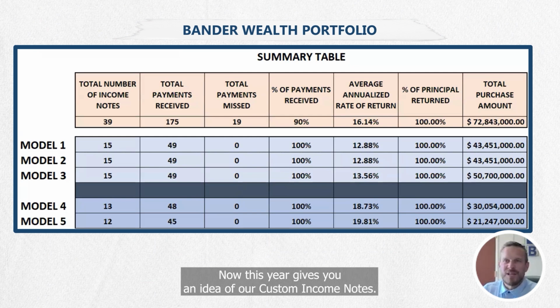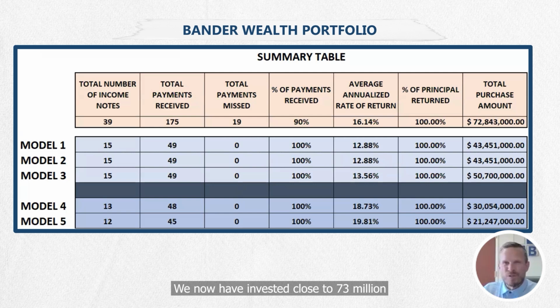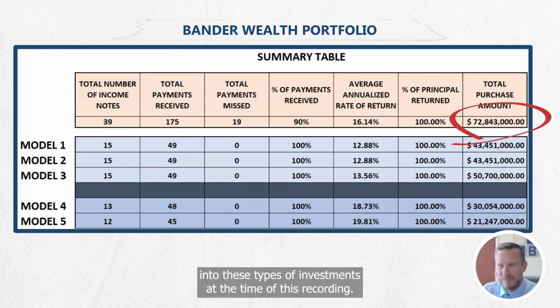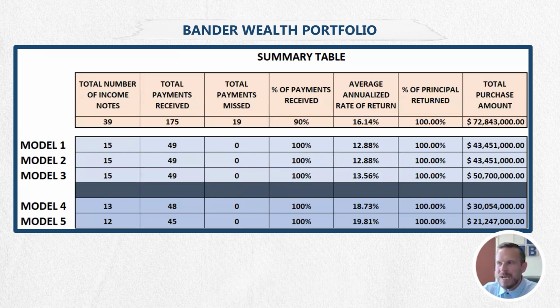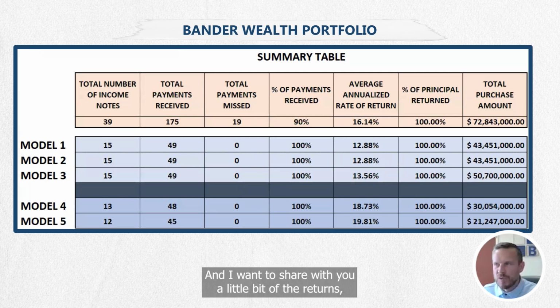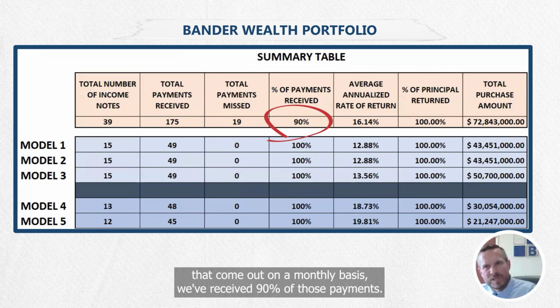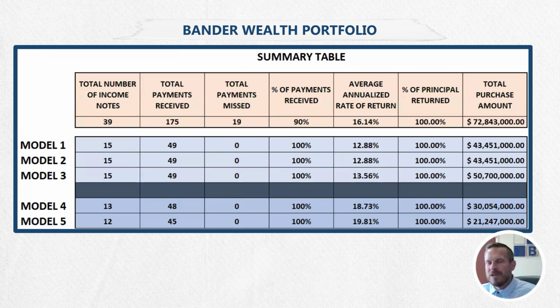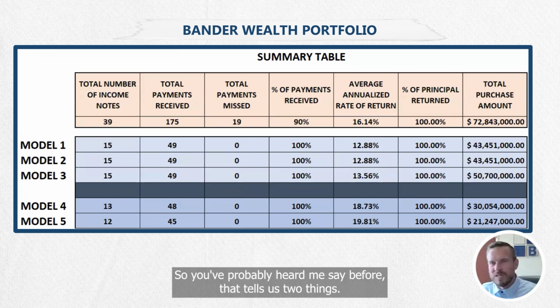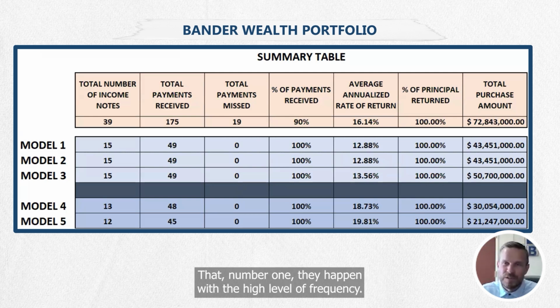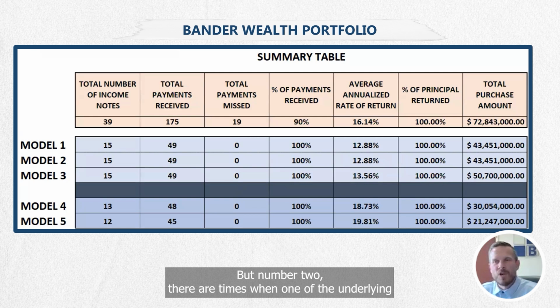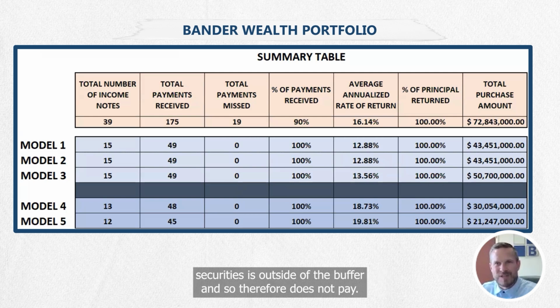Now, this here gives you an idea of our custom income notes. We now have invested close to 73 million into these types of investments at the time of this recording. And I want to share with you a little bit of the returns. Once the coupon or the dividend, the income payments, the cash coupons that come out on a monthly basis, we've received 90% of those payments. So you've probably heard me say before, that tells us two things: that number one, they happen with a high level of frequency, but number two, there are times when one of the underlying securities is outside of the buffer, and so it therefore does not pay that month.